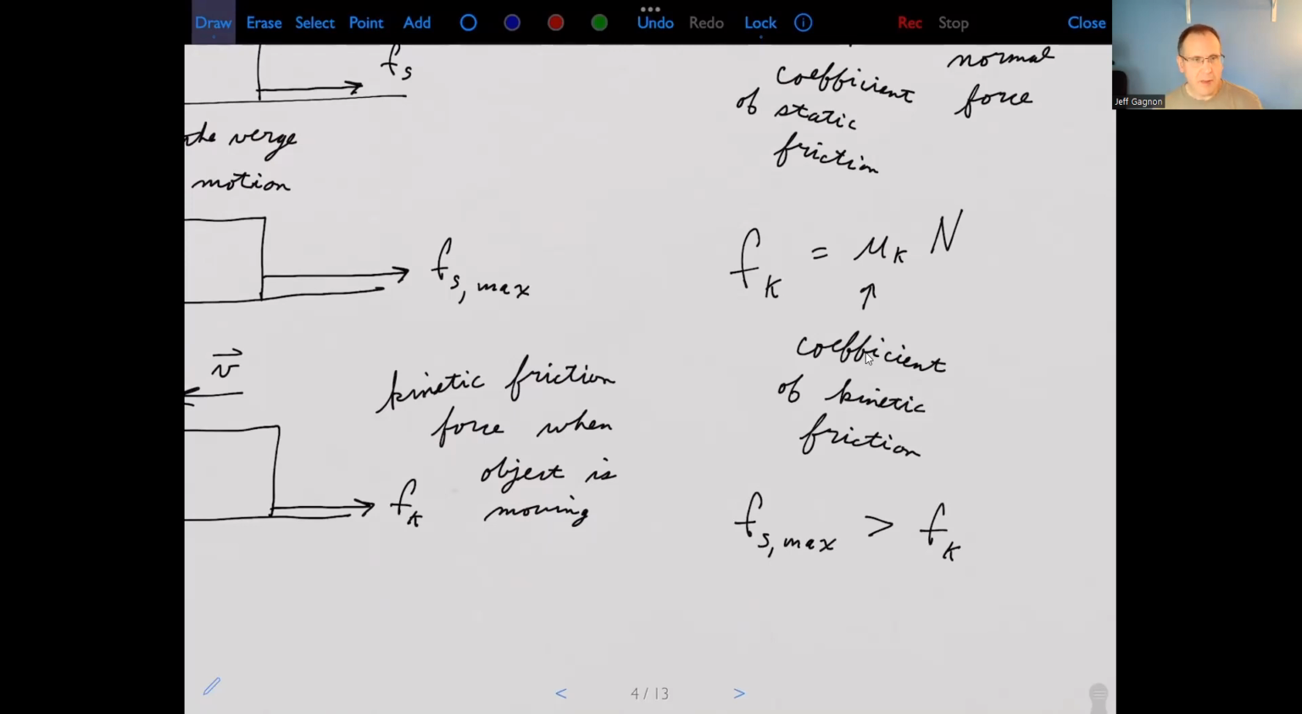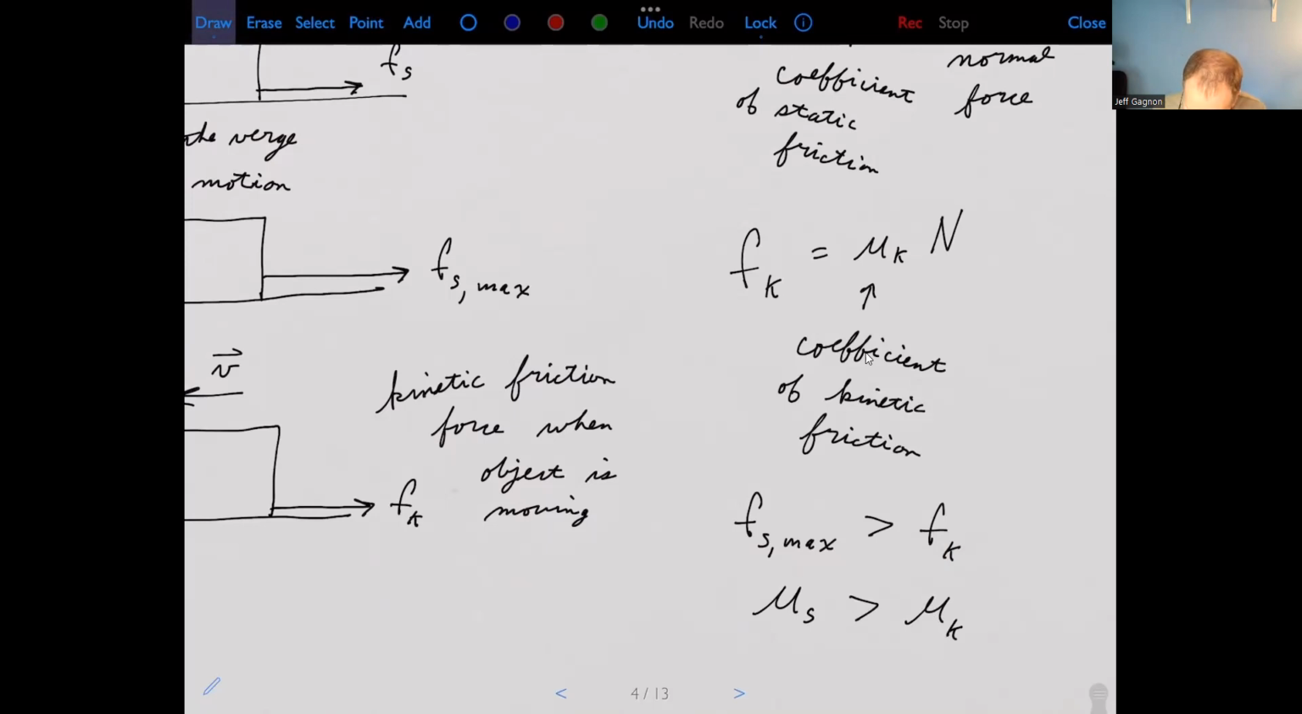The way to think about this is think about moving a large piece of furniture. It's harder to initiate the motion, which is really overcoming this Fs max, than it is to keep it moving at some velocity, which would then be the Fk. So Fs max is greater than Fk, right? It's harder to initiate the motion than it is to keep it moving. Because that's true, and because these forces are proportional to normal force, this means that the coefficient of static friction, μs, is greater than the coefficient of kinetic friction, μk. So typically, μs is greater than μk. Okay, so Fs max is greater than Fk, which means μs is greater than μk. And we will explore this a lot more in lab.